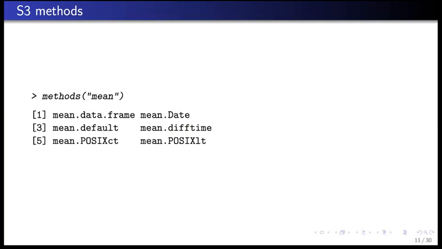So what kinds of methods are out there for a given generic function? For the S3 system, you can call the methods function, and then you give it the name of the generic, and it will tell you what types of methods are out there. So there's a method for data frame, there's a method for date, there's a method for what's called default, and then a couple other classes here: difftime, POSIXct, and POSIXlt. You'll notice that the structure here is that the generic is the first part of the function name, followed by a dot, and then followed by the class of the object, which is either a data frame, a date, a difftime, etc. And so it's generic dot class.